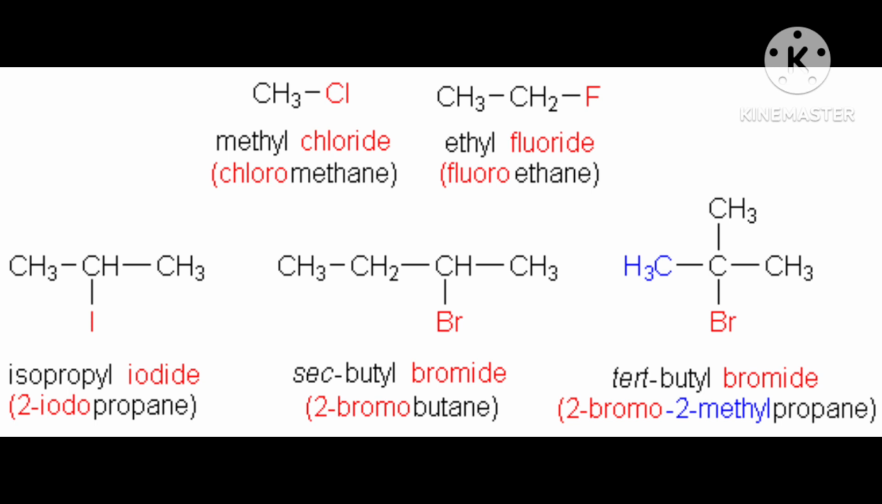And it is primary because bromine is attached with only the first carbon, and that carbon is attached with only one carbon. Then it will be primary. Then you can write in bracket 1 degree.